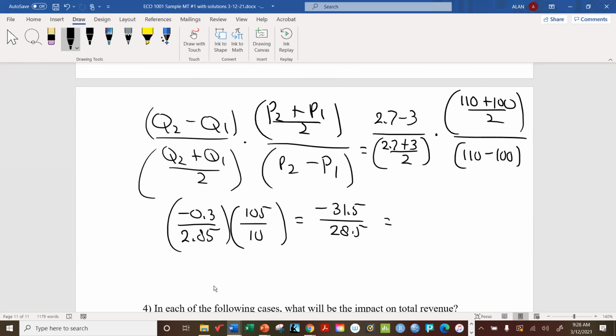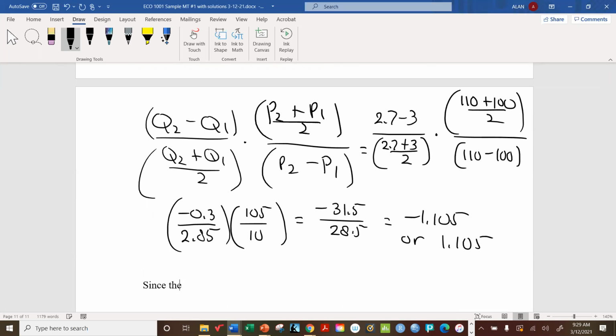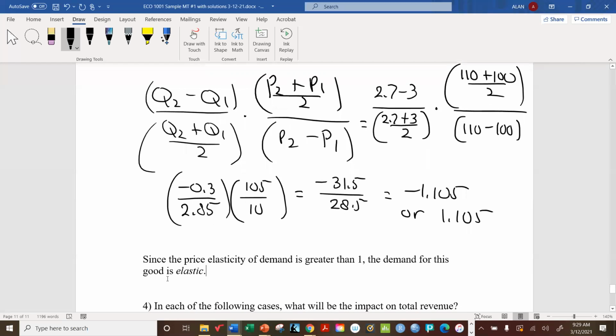And so that ratio is approximately equal to negative 1.105. Or you can express it as 1.105. And therefore, because the price elasticity of demand is greater than 1, the demand for this good is elastic. Okay, that's all you need to know. Where does it stand compared to 1?